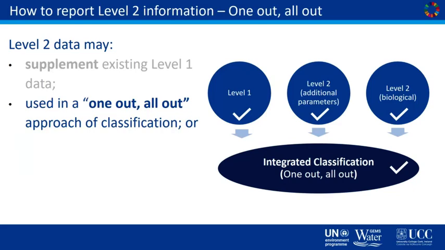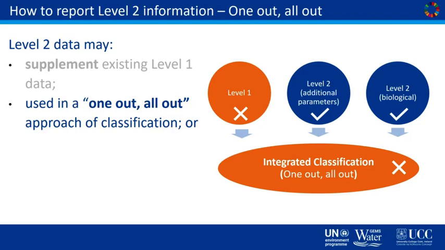If Level 1 and Level 2 data are available for the same water bodies, these can be integrated using a one-out, all-out approach. In this example, Level 1 data, additional parameters and biological data are available. And each data type is used to classify a water body as either good or not good, and if all of them return a positive classification, the water body is classified as good. But if any one of the three returns a not good classification, the water body is classified as not good, regardless of the result of the other two.